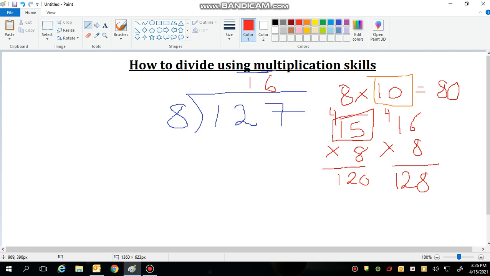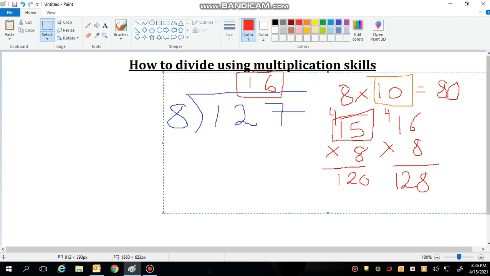15 times 8 is good. But 16 times 8 is super, super close. So this answer is about 16. If I wanted to find the exact answer it would have been 15.875, but 16 is close enough. You see that? You're using multiplication skills to divide.